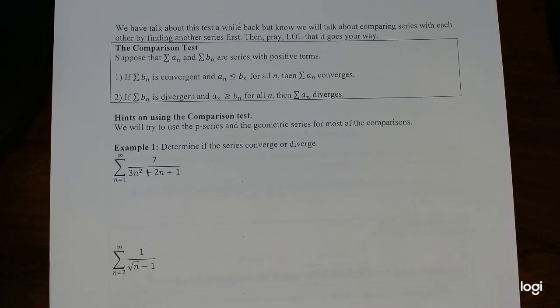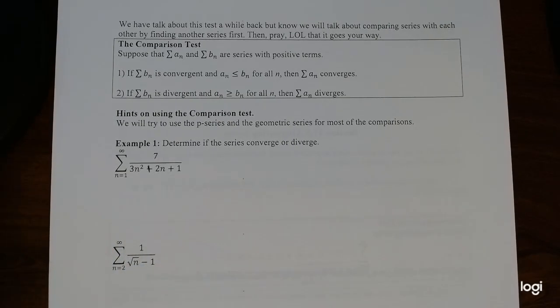is the comparison test could be a really good blessing or a horrible, horrible mess when it comes to it. And here's the reason why. So it says the comparison test is, suppose we have the series a sub n and b sub n with positive terms. Okay? One says if the series of b sub n is convergent and a sub n is less than b sub n for all n, then a sub n converges.